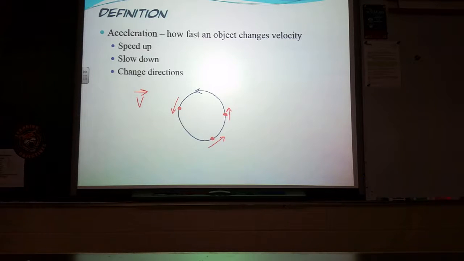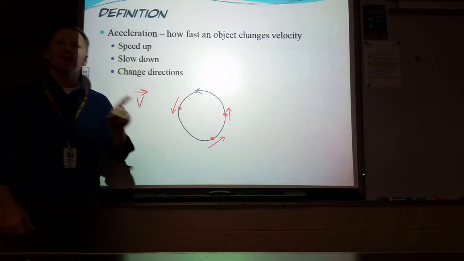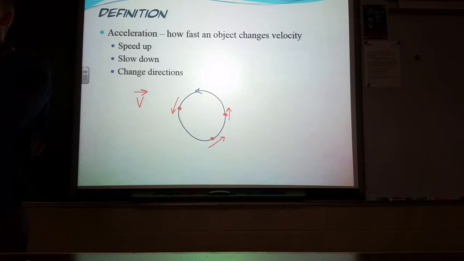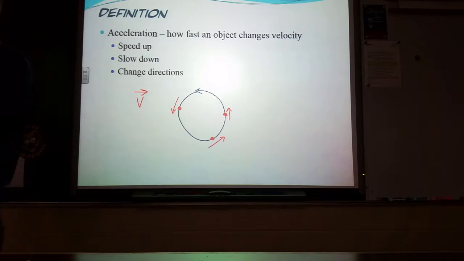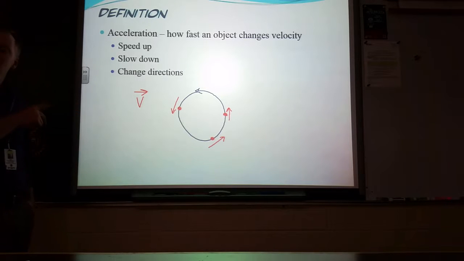Does anyone know the name for these lines that I drew here that would touch the circle at exactly one point and show the direction it was moving? Line of latitude? No. I don't know if you've encountered this, at least not very much in math yet. It's called a tangent. The tangent is a line that touches a circle at exactly one point. And so that's what these are. That shows the velocity. It shows the direction of motion.